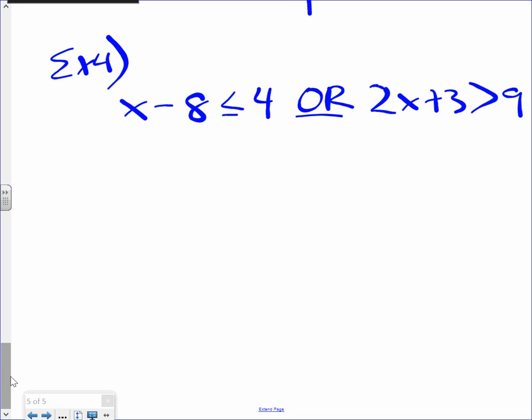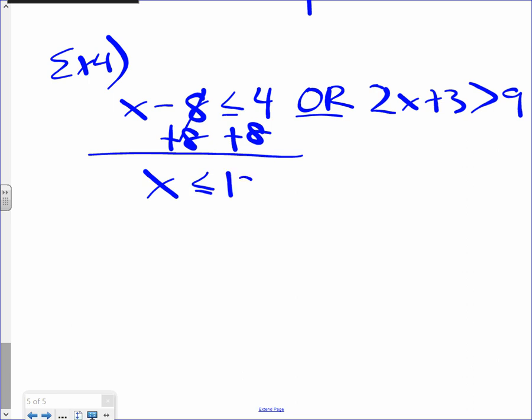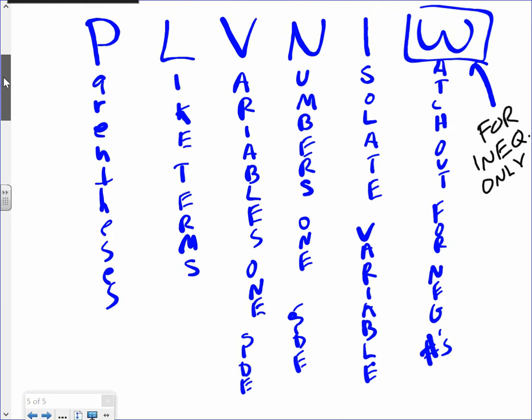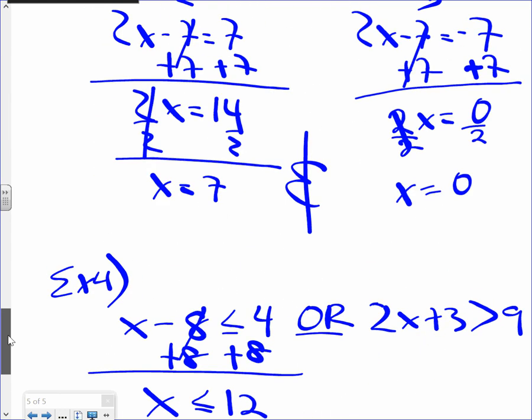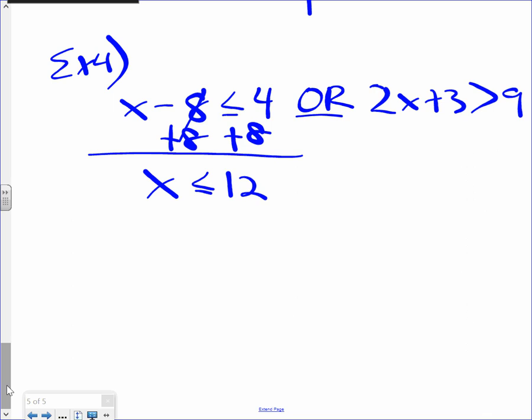All right. Here we go. Please leave vanilla or veggies near ice water. The N now, let's get the numbers on one side. Let's get this 8 over there, so we're going to add 8 here. So I got x is less than or equal to 12. We isolate the variable. What about the W for ice water? Did we have to divide or multiply by a negative number? Do we have to watch out for negatives? No, so the signs stay the same. If we divide or multiply by a negative number, the sign flips. Cool, we're done there. We put a big fat or.